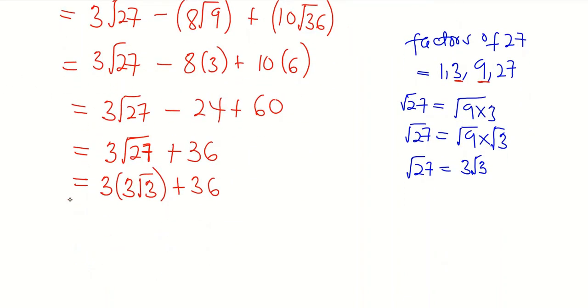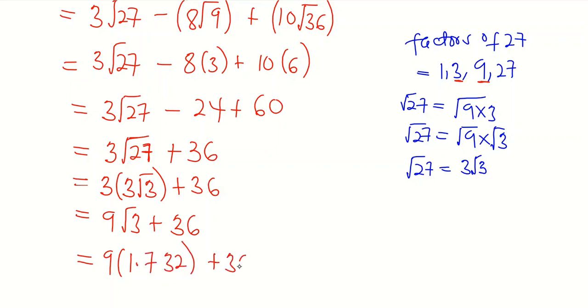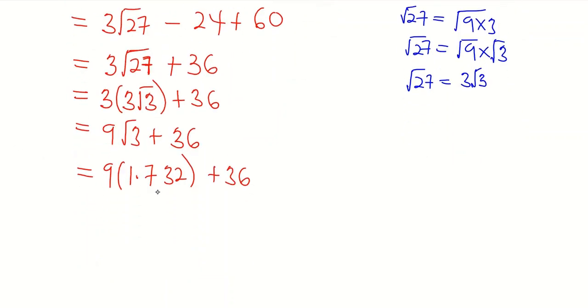Now if that continues, then we can see that 3 times 3 is going to give us 9, and we bring our square root of 3, and we have our plus 36. But from the beginning of the question, we said that square root of 3 is equal to 1.732. So by quick substitution, we're going to have 9 multiplied by 1.732 plus 36. And when we multiply and add, our final answer becomes 51.588. So this is the solution to our question.